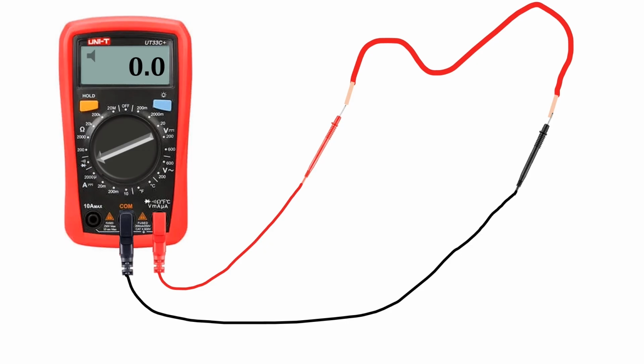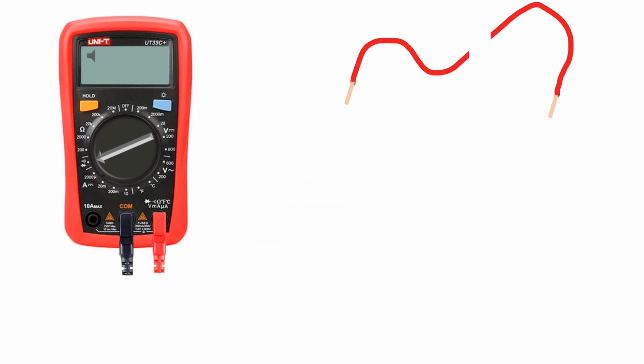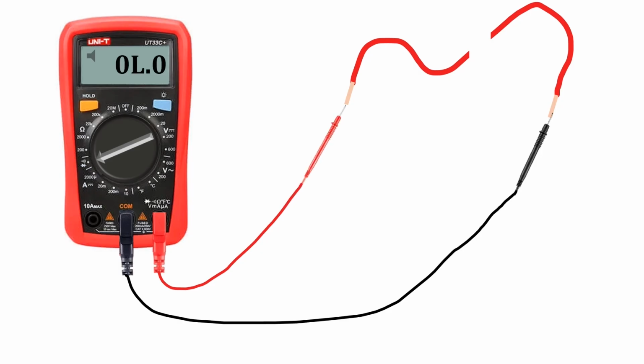It means the current is flowing from one end of the wire to the other end, i.e. the wire is good. Now we take a damaged wire. After putting the meter probe on the damaged wire, it shows no reading and no beep sound, i.e. no current is flowing from one end to the other end of the damaged wire.